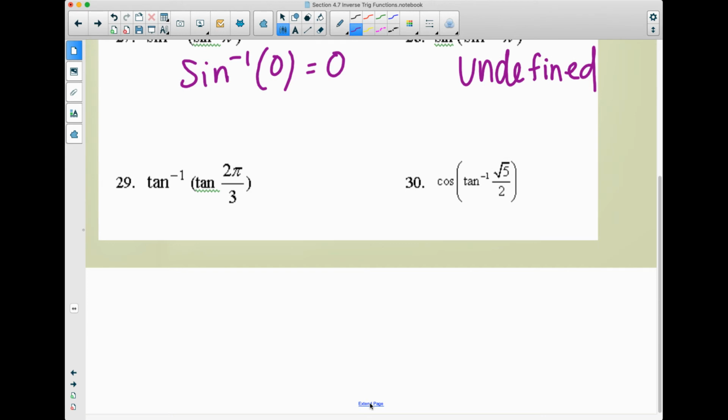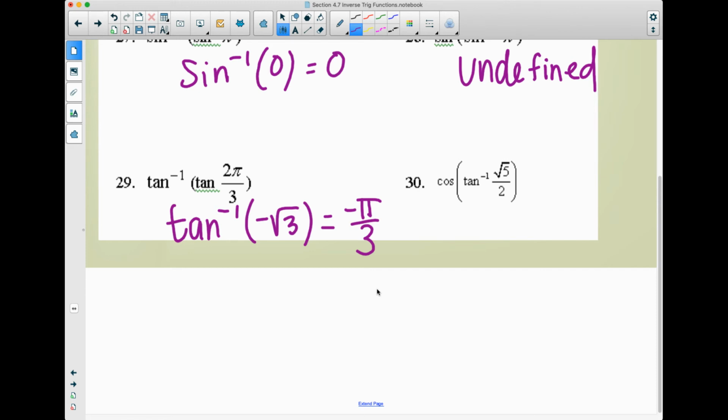Tangent at 2 pi over 3, 2 pi over 3 being over here. So then we would have negative root 3. But where is tangent negative root 3? Good. And the last one. Where is tangent root 5 over 2? That one's legal.